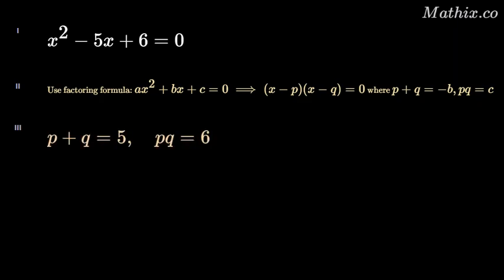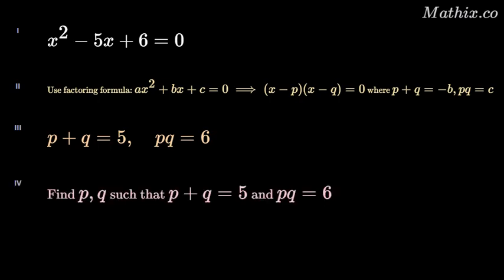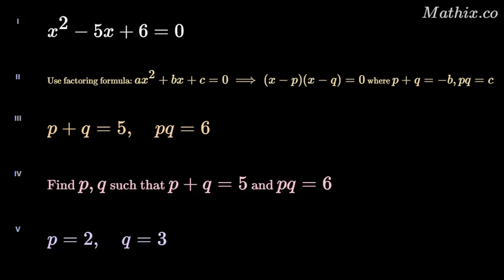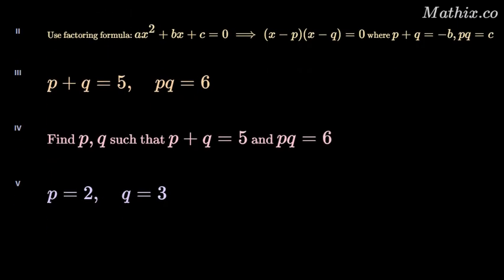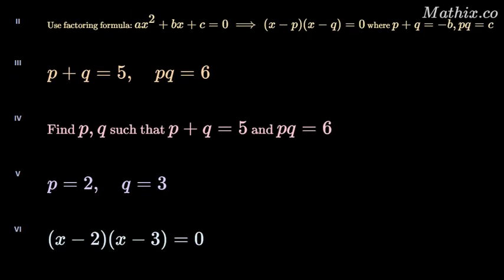Here, since a equals 1, p plus q equals 5, and p times q equals 6, we need to find two numbers p and q such that their sum is 5 and their product is 6. The numbers 2 and 3 satisfy these conditions because 2 plus 3 equals 5 and 2 times 3 equals 6. Therefore, we can factor the quadratic as (x minus 2)(x minus 3) equals 0.